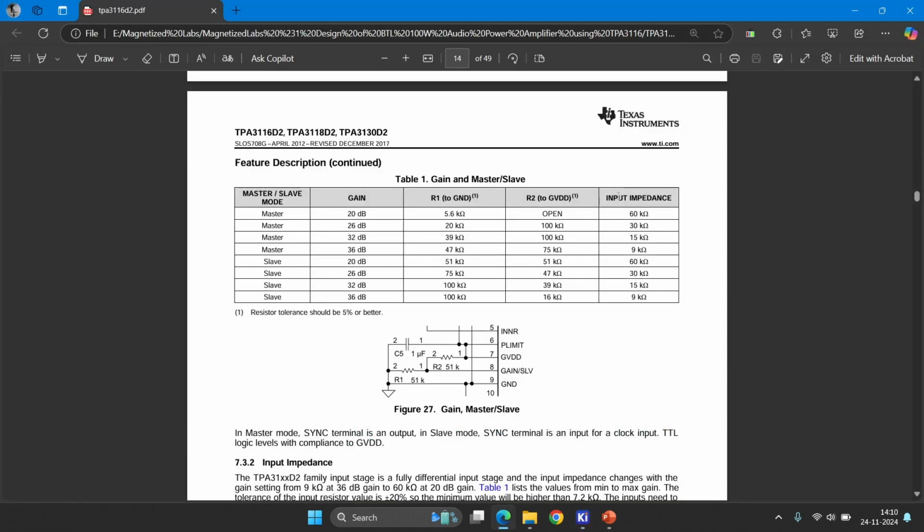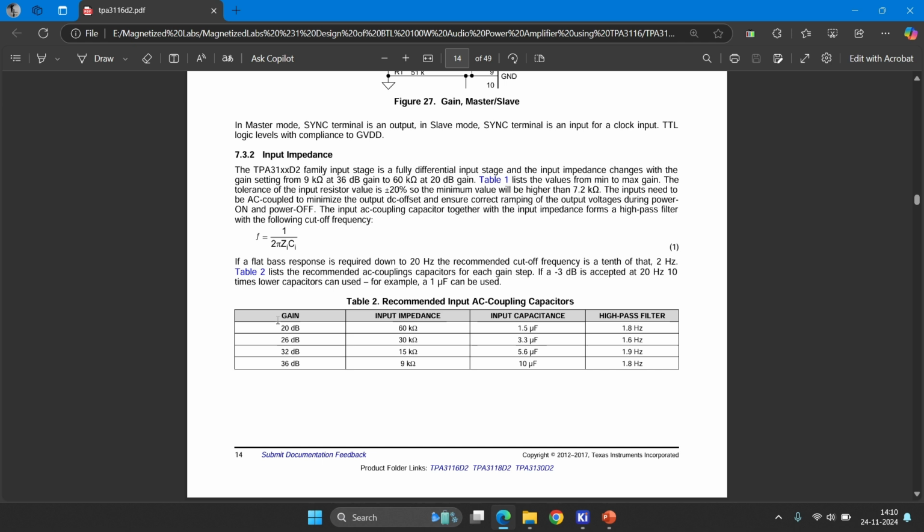And in such a case the input impedance will be 9 kilo ohm. So come here down to the page. Gain we have used is 36 decibel with an input impedance of 9 kilo ohm. In such a case we have to use 10 microfarad input AC coupling capacitors because we have selected the maximum gain.